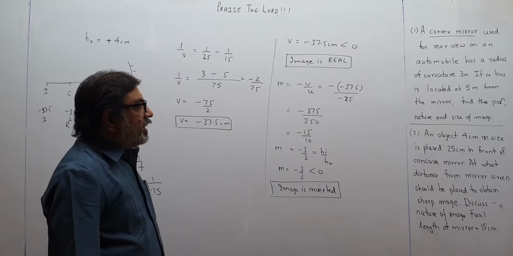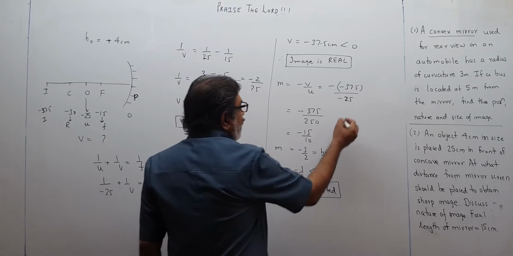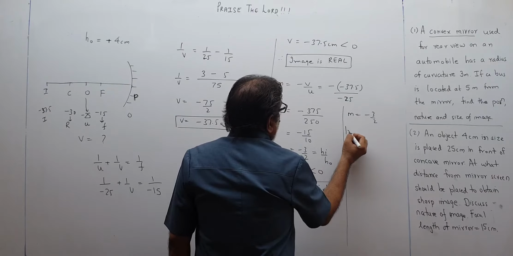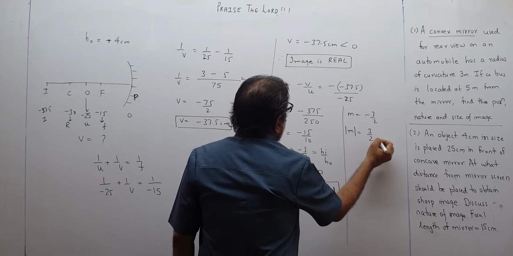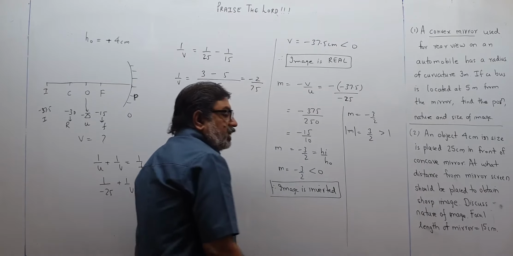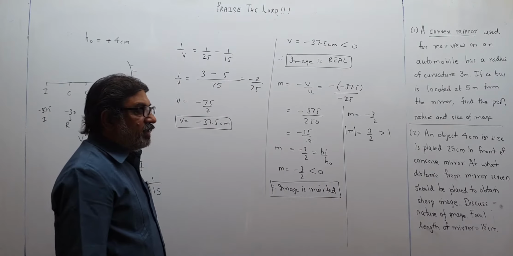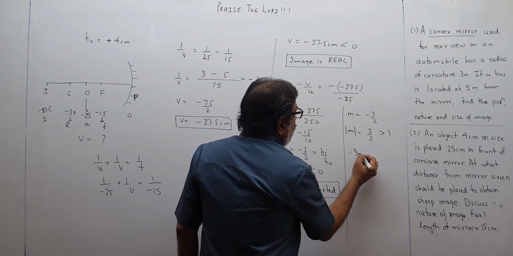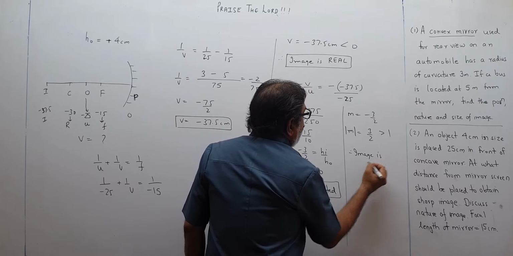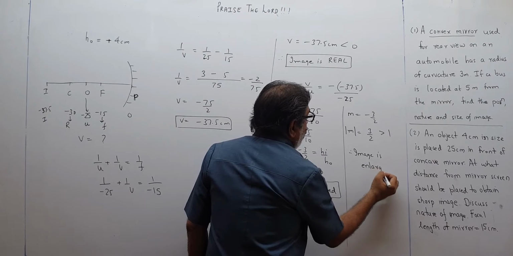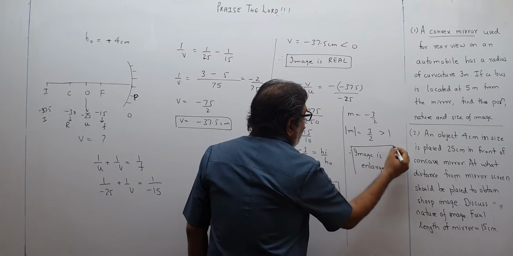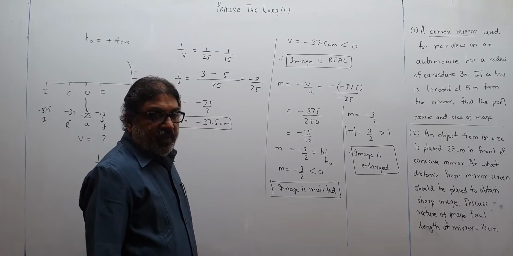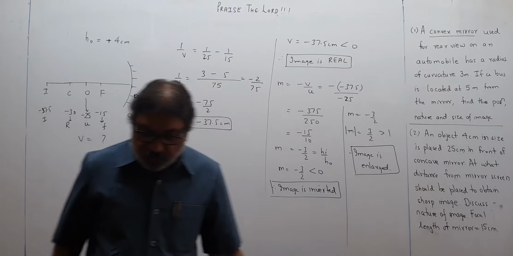So, the image is inverted, that we can make out. And whether it is enlarged or diminished, the value of M is minus 3 by 2. So, mod M will be 3 by 2, which is more than 1. 3 by 2 means 1.5, this value is more than 1. Whenever mod M is more than 1, therefore, the image is enlarged. Whenever mod M is less than 1, the image will be diminished. These things you have to keep in mind. Please pause and copy.